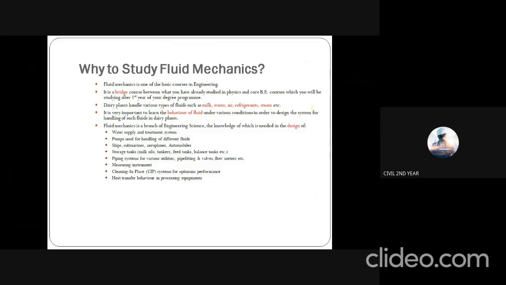What are the example applications? The applications are the milk industry, water industry, air, refrigerant, steam. Everything needs fluid mechanics. It is used for the design of water supply, treatment, pumps, ships, storage tanks, piping systems, then measurement instruments, cleaning, and heat transfer behavior. In all these phases we need to study fluid mechanics applications.